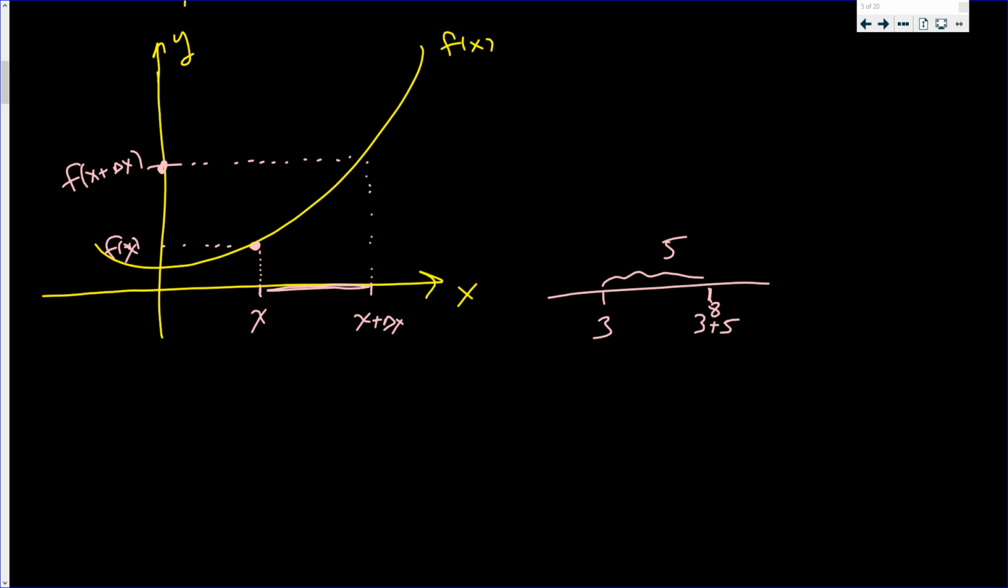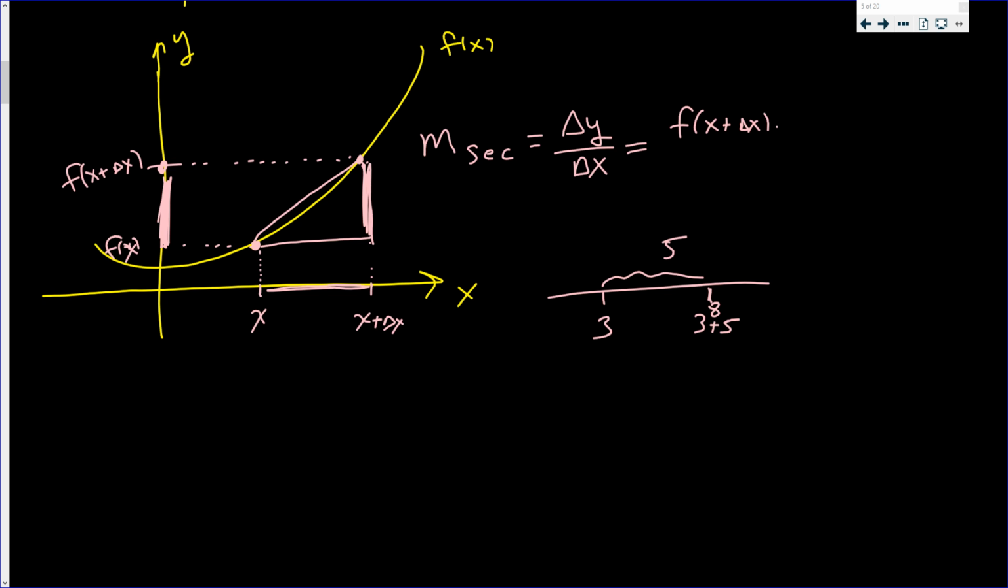Now, I'm going to connect these two points. And then I can make a right triangle. And let us find the slope of that secant line. Well, the slope of any line is the change in y over the change in x. This change in y is the same as that distance. That is, it's f of x plus delta x minus f of x over delta x. Well, I've already said that this is the change in x over the change in x. That is, it didn't change.